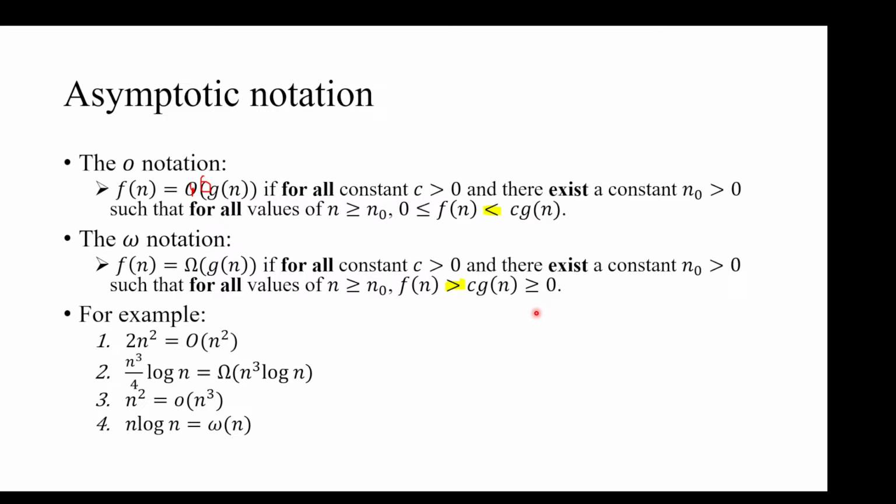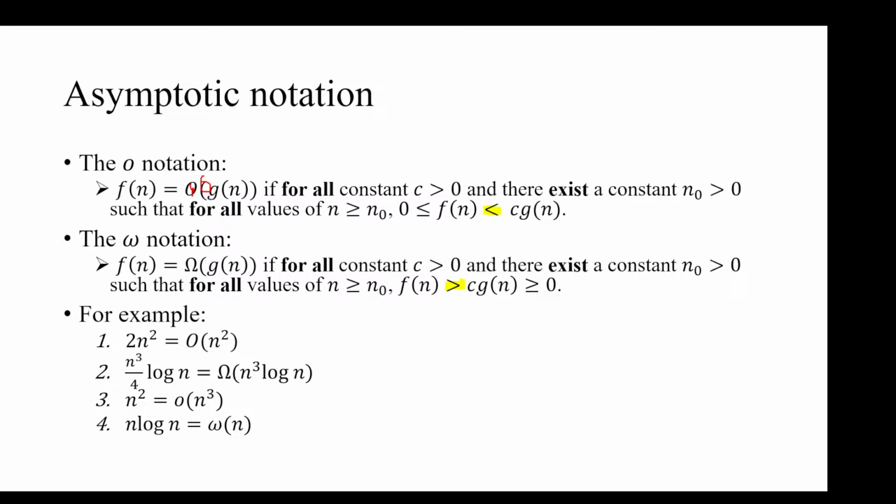Okay, and so we have some examples here. When n goes to infinity, 2n squared is big O of n squared, because this constant doesn't matter. Okay. So when n goes to infinity, 2n squared is less than or equal to a constant times n squared. And similarly, this n cubed log n, when n goes to infinity, this is big omega of n cubed log n, because the constant factor doesn't matter. And yeah, when n goes to infinity, this is the lower bound for n cubed log n.